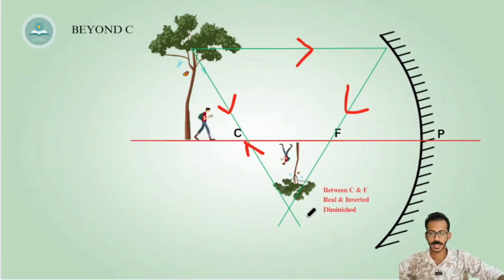Here also, the image will be real and inverted, and it is diminished. Compared to the object, we can see that the image is small in size, so it is diminished. Let's see the next case.